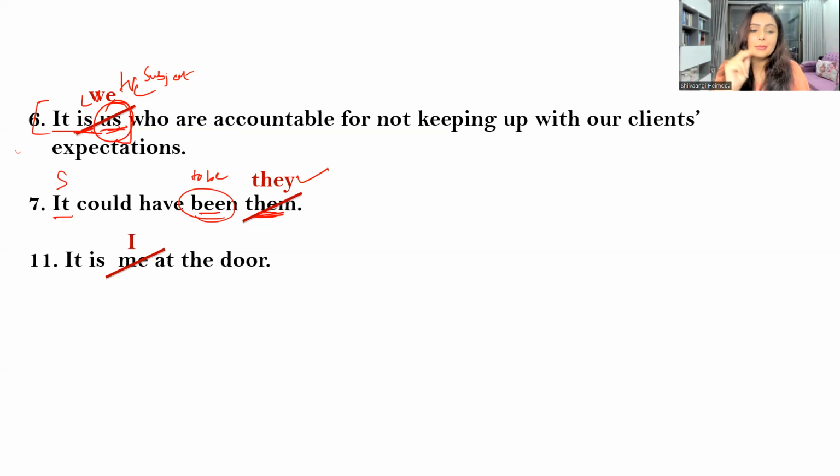Why is it correct? Because firstly I'm using it as the subject of the sentence, so definitely it has to be I, and plus I also have a linking verb "is" with it, hence I. Okay, so are we very clear, friends?